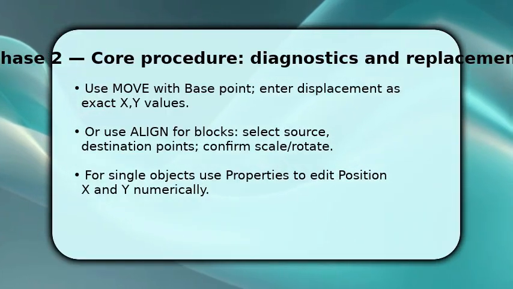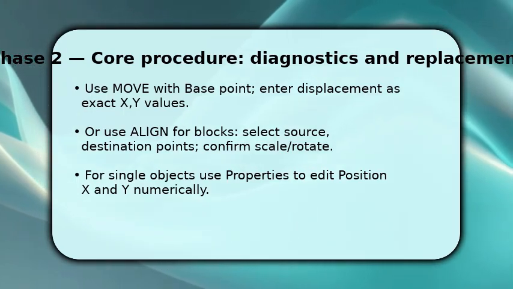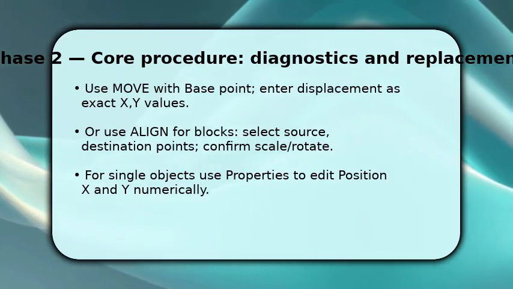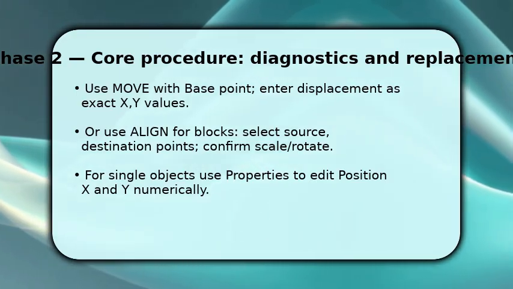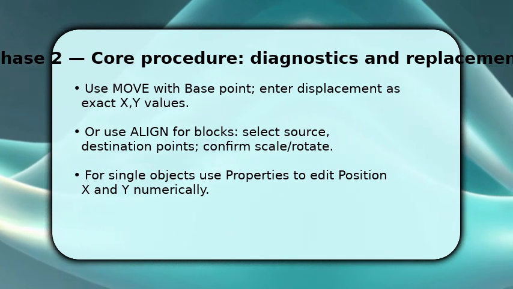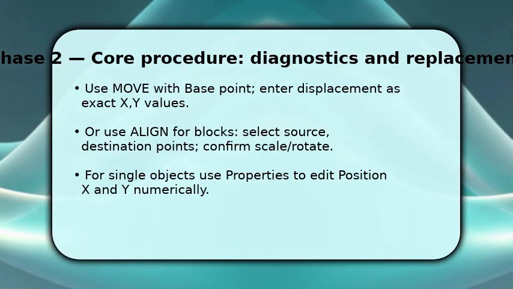When working with blocks or assemblies, align is faster. Pick matching source and destination points to lock position and rotation. Alternatively, open properties and edit position X and Y numerically for isolated entities. These methods give deterministic results because you're specifying exact values rather than guessing.